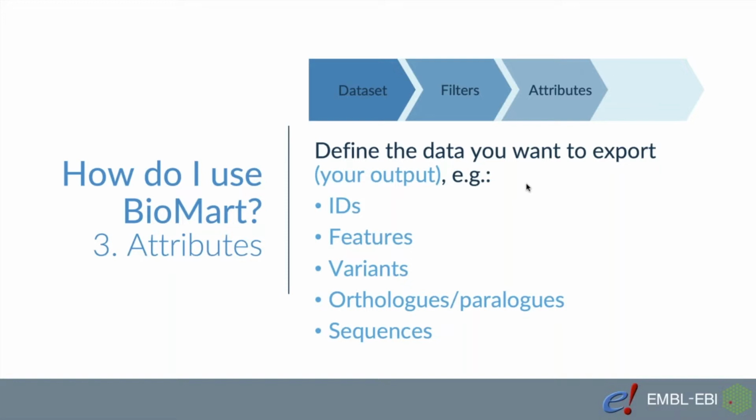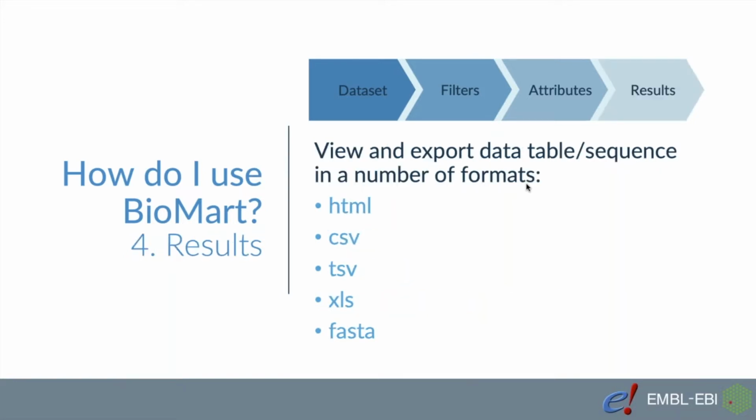We're going to explore them in a minute, but I also encourage you to go and explore on your own, see what's available. There's really quite a few of them, and you can choose from different IDs from many different external databases. You can choose feature attributes, you can choose variant information, you can choose homologs like orthologs and paralogs, but also sequence data. Finally, the last step is to view and export your results.